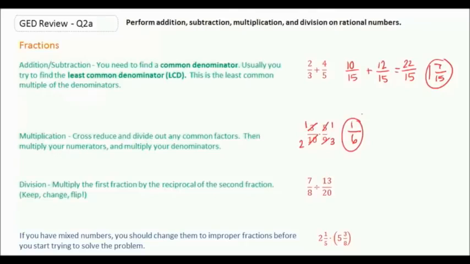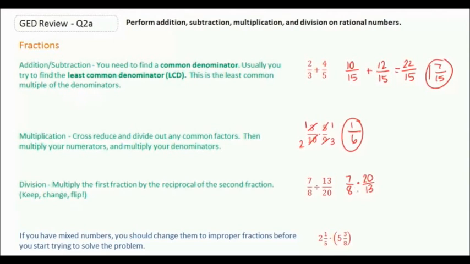For division, you multiply the first fraction by the reciprocal of the second fraction. That really means you're going to keep, change, flip. So we're going to keep 7/8 the same. Our division changes to multiplication. And we take the reciprocal of the second fraction, which means we flip our numerator and our denominator. So we're going to say 20/13.